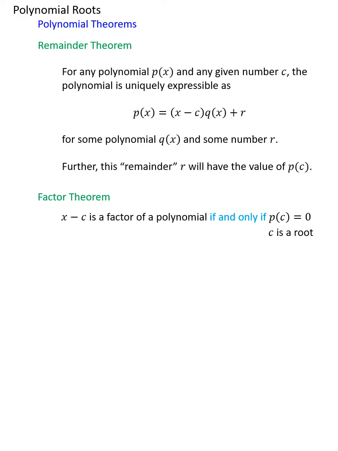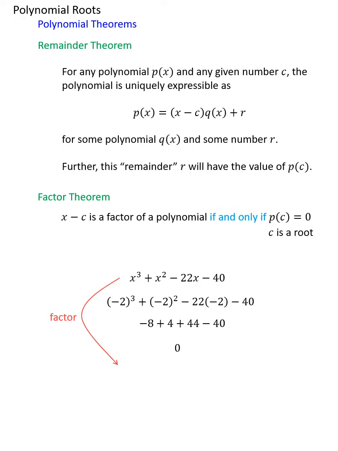And to give you a sense of what the factor theorem says, take this polynomial as an example. Now it turns out that if I were to plug -2 into this polynomial and do all of the work, the result would be 0. Restated, -2 is a root of this polynomial. But it turns out that if we were to factor this polynomial, x plus 2 would be a factor. In other words, x minus a -2 would be a factor of this polynomial. And this is just an example of what the factor theorem says.